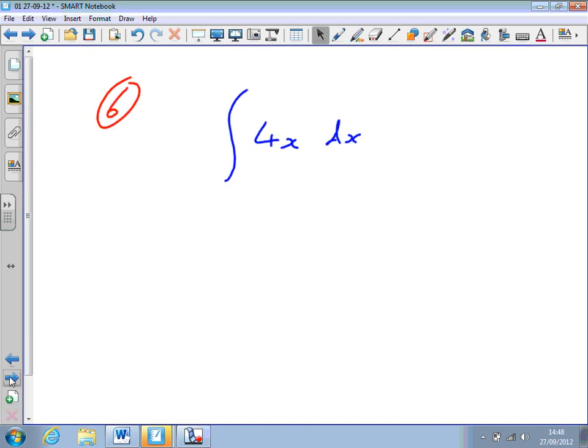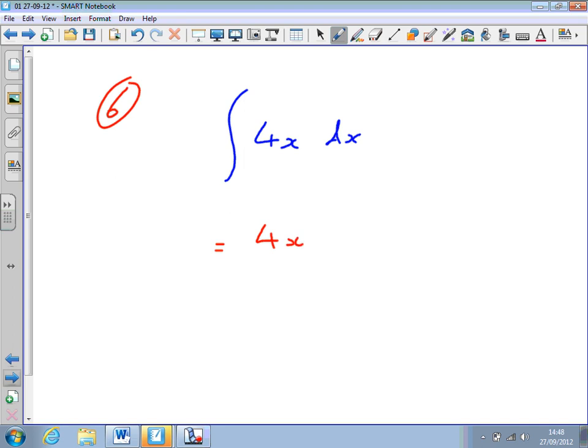Integrate that. If to differentiate you take 1 off the power and then bring the power down, what do you think you do when you integrate? Correct. Add 1 to the power and divide by the new power. So what are you going to end up with? What's the power of x at the moment? 1.